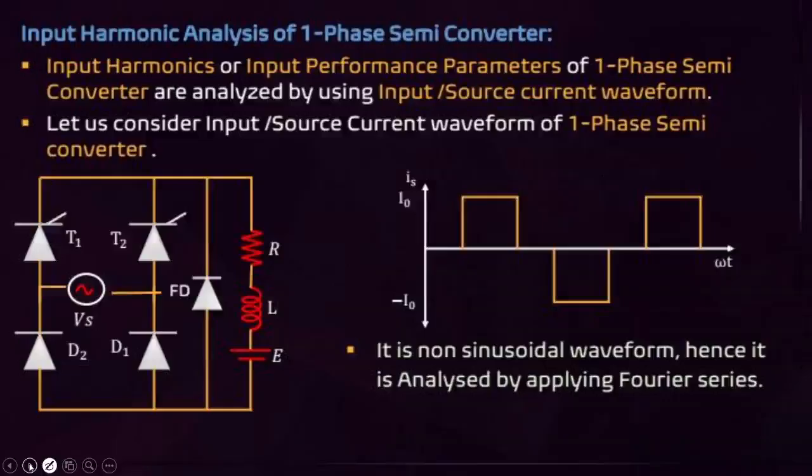Model is same. Next, one more important concept of the semi-converter is the input harmonic analysis of the single phase semi-converter. That you have to concentrate on. With respect to the input harmonic analysis of the single phase semi-converter, we know that in a semi-converter the source current is a quasi-square wave. A quasi-square wave is a non-sinusoidal waveform. Any non-sinusoidal waveform is analyzed by applying the Fourier series.